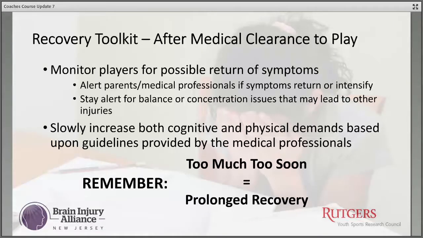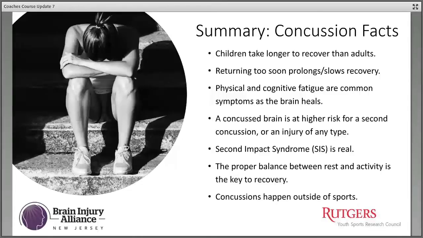The recovery toolkit continues even after medical clearance to play has been obtained. The coach should continue to monitor the player after they return to play for the possibility that concussion symptoms may actually return. Slowly increase both the cognitive and physical demands of your practices or of the competition. And remember that too much too soon can actually prolong recovery.